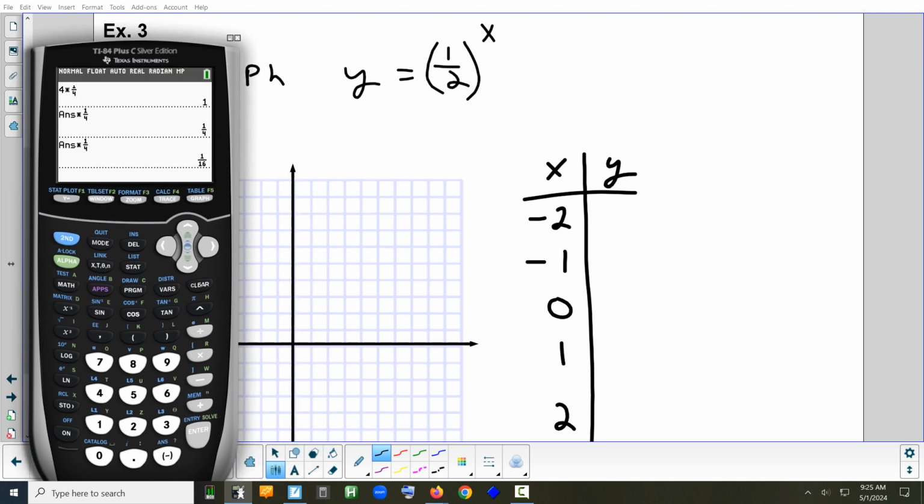What's the first x value that I'm going to plug in according to my table? -2. So we're going to do 1/2. That's how I can do a fraction on the calculator. Hit the exponent button, and then plug in -2. What did I get for a y value? 4.